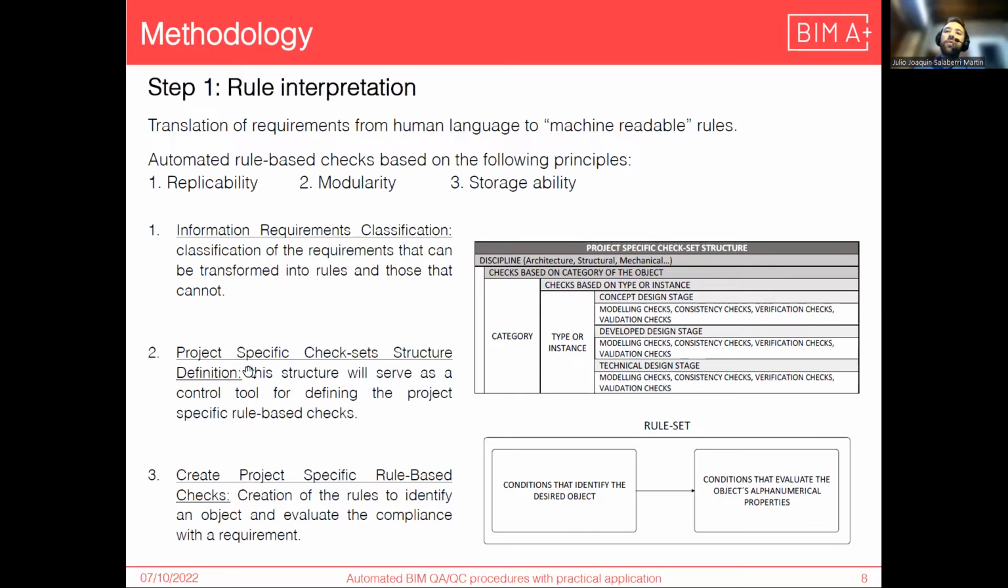Second, we have to define a clear structure that serves our purpose for the checks, so we can define how we want to perform the automated checks. For example, we can base our structure on the categories we want to check, or on the milestones, the project stages, etc. And finally, we should create project-specific rule-based checks. These rules have two parts. The first part of the rule identifies which objects we want to check, and the second part defines the conditions that we want to check for that object.